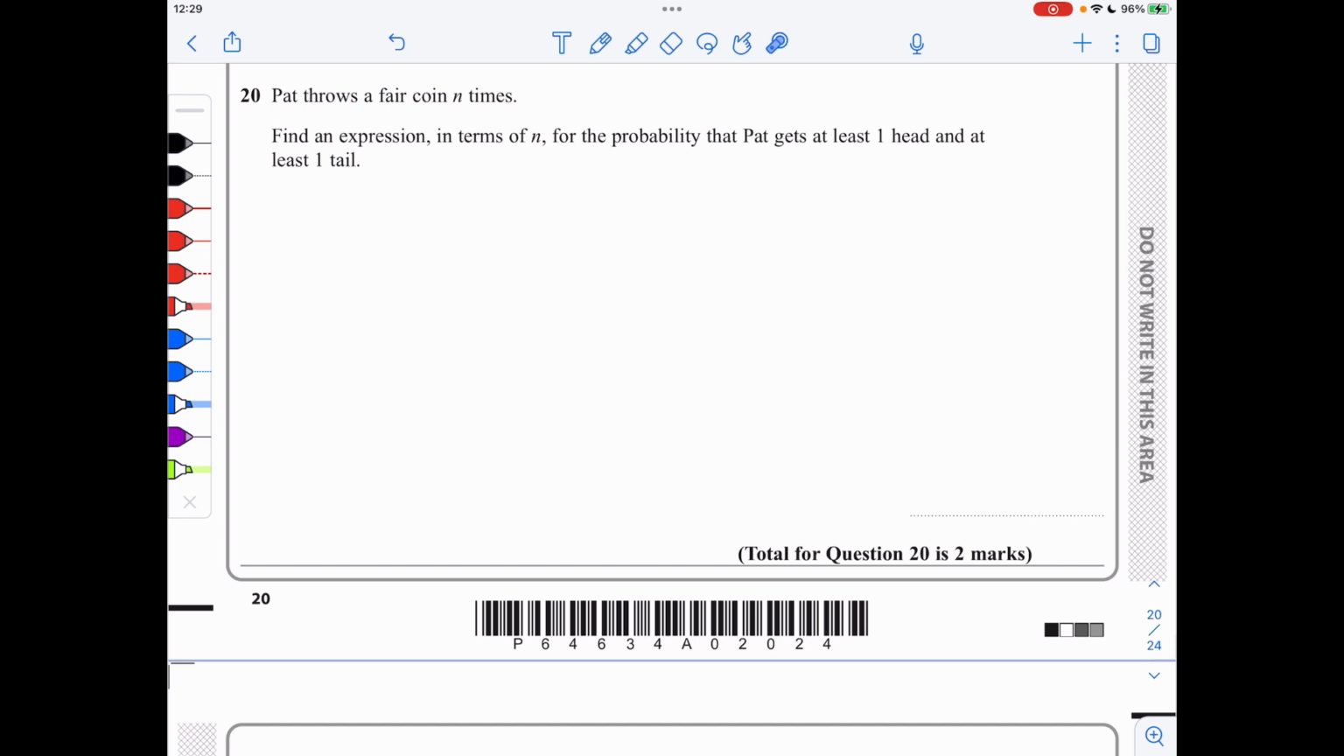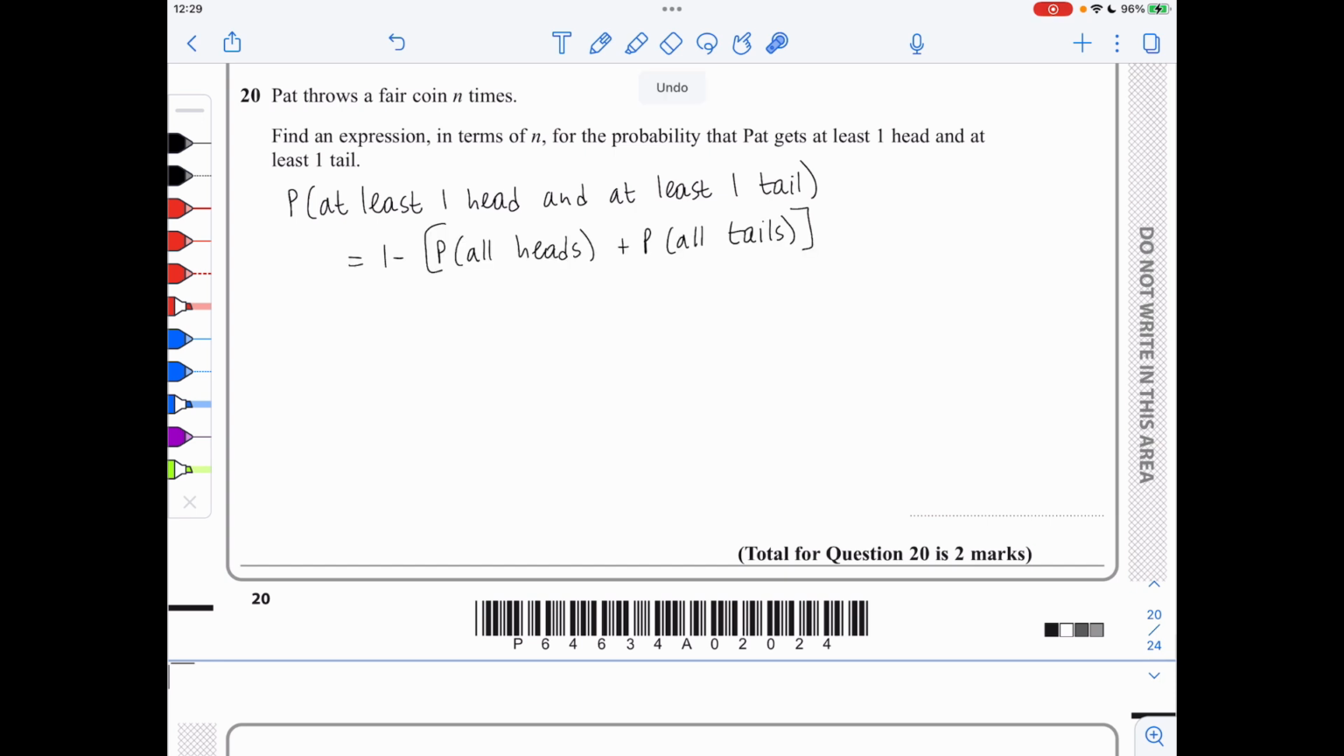We know that we are throwing this n times, and in order for us to get at least one head and at least one tail, we can think of this as 1 minus the probability of all heads or all tails. So you can split the whole possibility space into either everything being heads, all being tails, or having at least one head and at least one tail. This is crucial in order for us to get an expression for the probability required in terms of n.